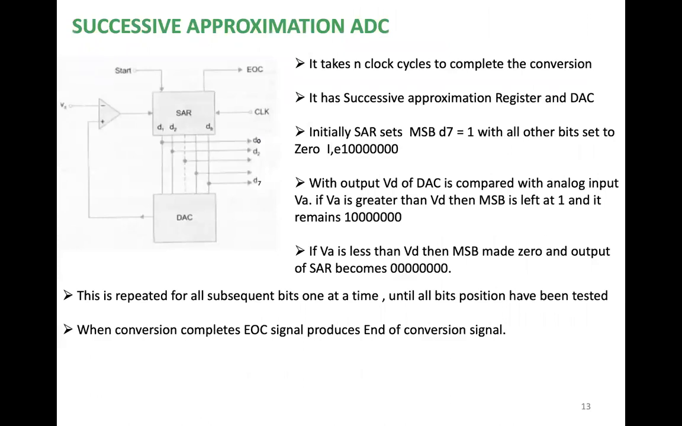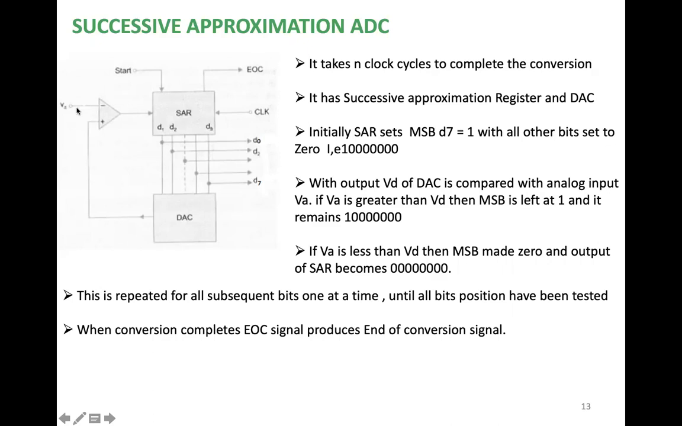Now, the other one is the successive approximation ADC, SAR, successive approximation register. So here also we have got a comparator, right? We have SAR here and we have D1, D2, up till D7 or D8. And then we have clock pulses given and a DAC. So DAC is also here.